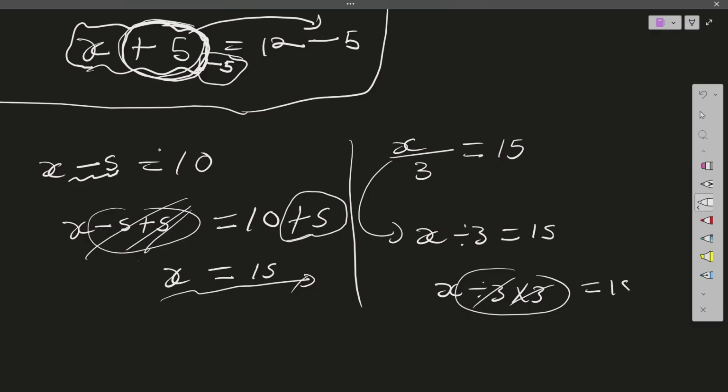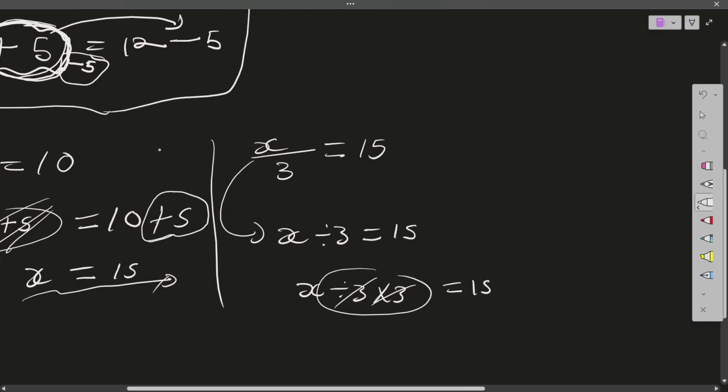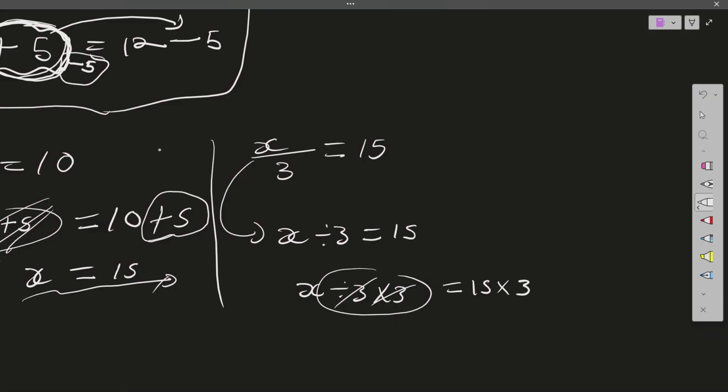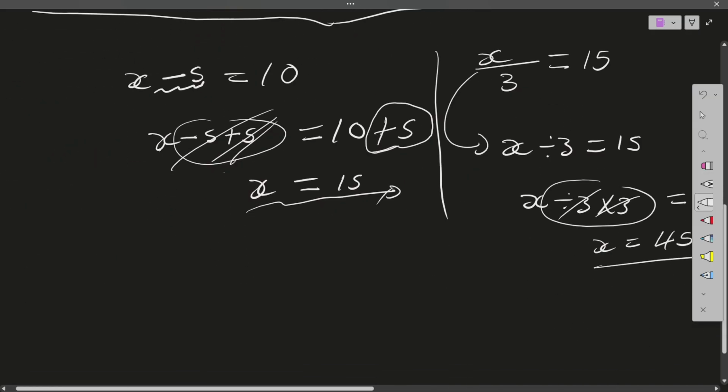And remember, what you do on the left, you must also do on the right. So times 3 also on this side. So x is equal to, what is 15 times 3? You can figure that one out on your own. I think it's 45. Yes, I think so. So let's get straight into the main idea.